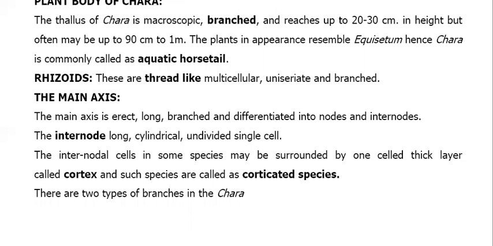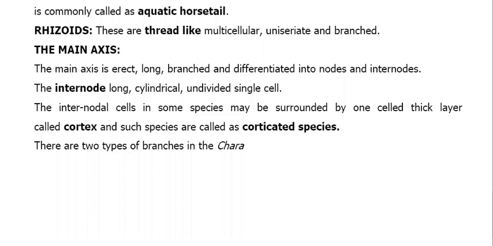The plant in appearance resembles Equisetum. Hence, Chara is commonly known as the aquatic horsetail. Aquatic horsetail means that this is a large plant, basically just like Equisetum. Equisetum means that this structure looks like the tail of a horse, long threads hanging with whiplash movement. The rhizoids are thread-like, multicellular, uniseriate, branched.